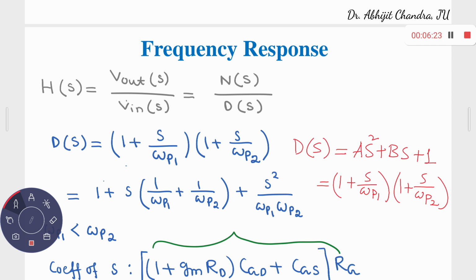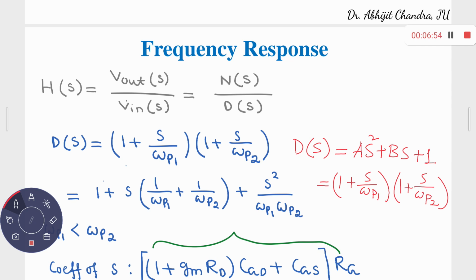And you have two unknowns there, omega p1 and omega p2, and you have this equation a s square plus b s plus 1, right? So what you need to do is equate the coefficient of s square, that is a here, and what is the corresponding coefficient? Nothing but 1 upon omega p1 omega p2, right? What about the coefficient of s? That is nothing but b, which is equal to 1 upon omega p1 plus 1 upon omega p2. So you have two equations, and from that you have to find out omega p1 and omega p2.